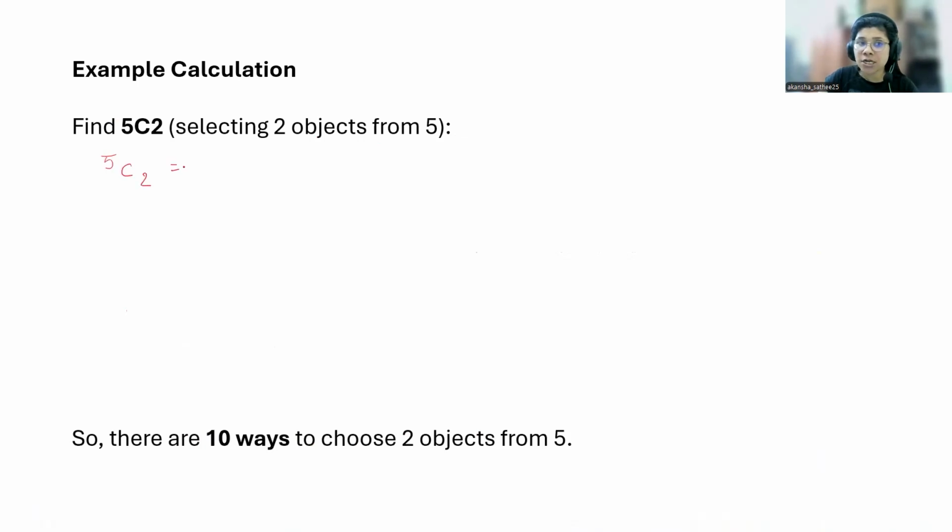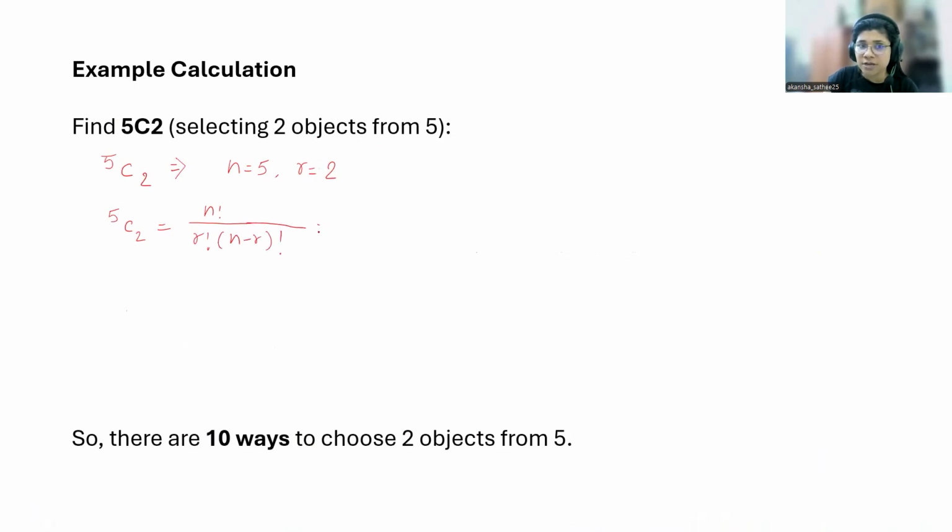5C2. And what is the formula? Remember nCr. In this case, n is equal to 5 and r is equal to 2, right? So 5C2 is equal to factorial n upon factorial r upon n minus r factorial.